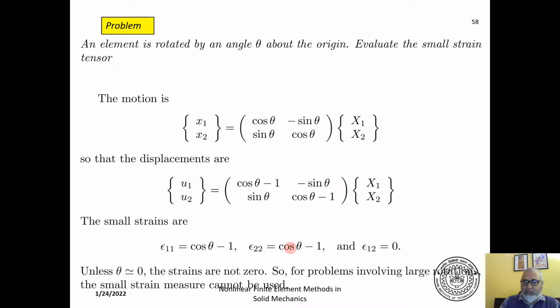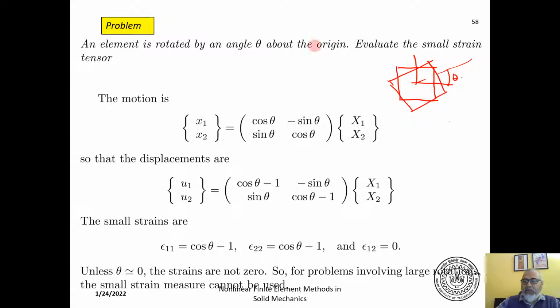Let us take a first problem where an element is rotated by an angle theta about the origin. So just imagine we have a finite element, which is rotating about the origin, and it takes this orientation where the rotation is by an angle theta. Now, this should not induce any strains, and we will use the small strain tensor to characterize this motion. And the motion is obviously a pure rotation.